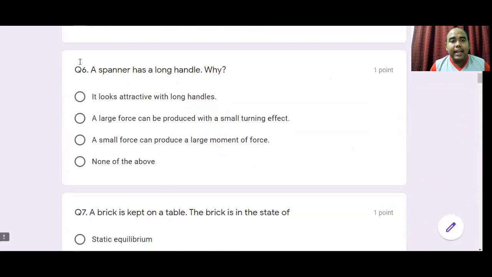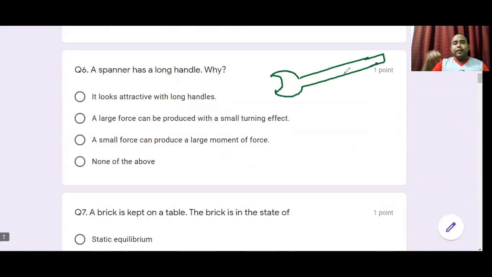A spanner has a long handle. Spanner का मतलब क्या होता है? इस तरह का wrench जिसको बोलते हैं ना, नट को ओपन करते हैं. देखोगे the people, the मिस्त्री लोग जो होते हैं भैया, मिस्त्री भैया, they have this spanner, and even we also have it in our homes sometimes. So this is a very essential tool. So spanner has a long handle. Why? Because it looks attractive with long handles. No, this can never be the answer.